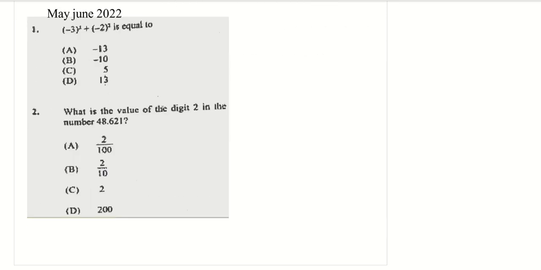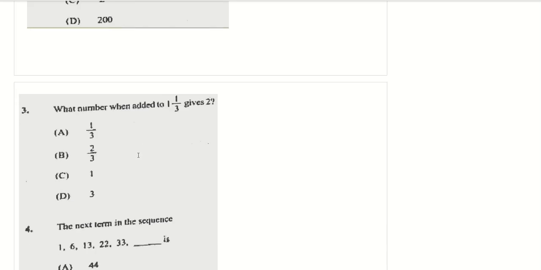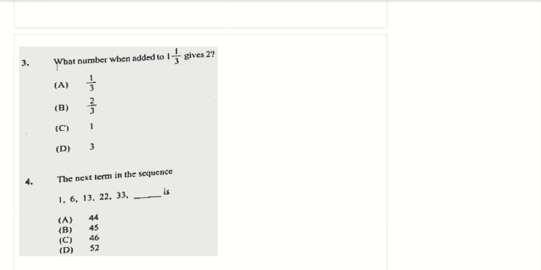Alright, let's read. This is a repeated question. Minus 3 squared plus minus 2 squared was 13. This would be 9 plus 4, which is 13. This is a repeated question. Again, they ask you what is the value of 2 in this digit. This is your hundredths column, so it will be 2 over 100. Right? This was a repeated question. I think we did it a while back, right? And the answer was 2/3.